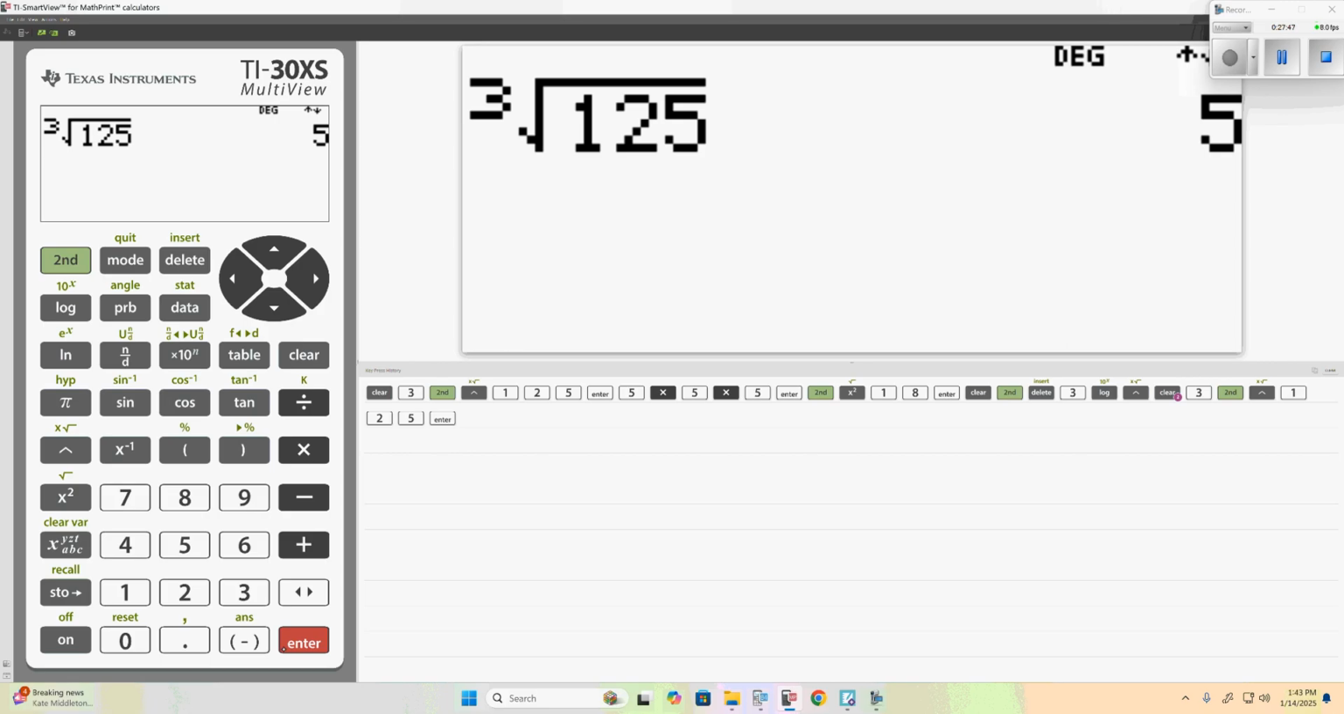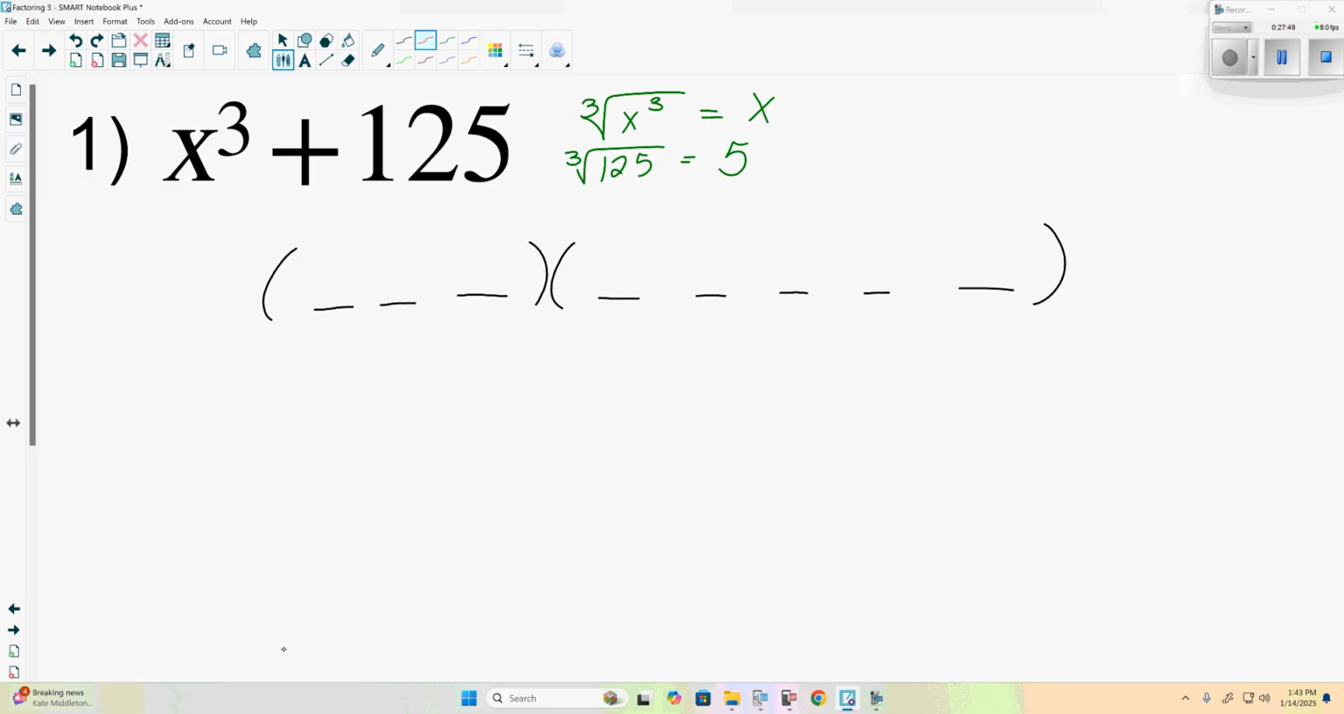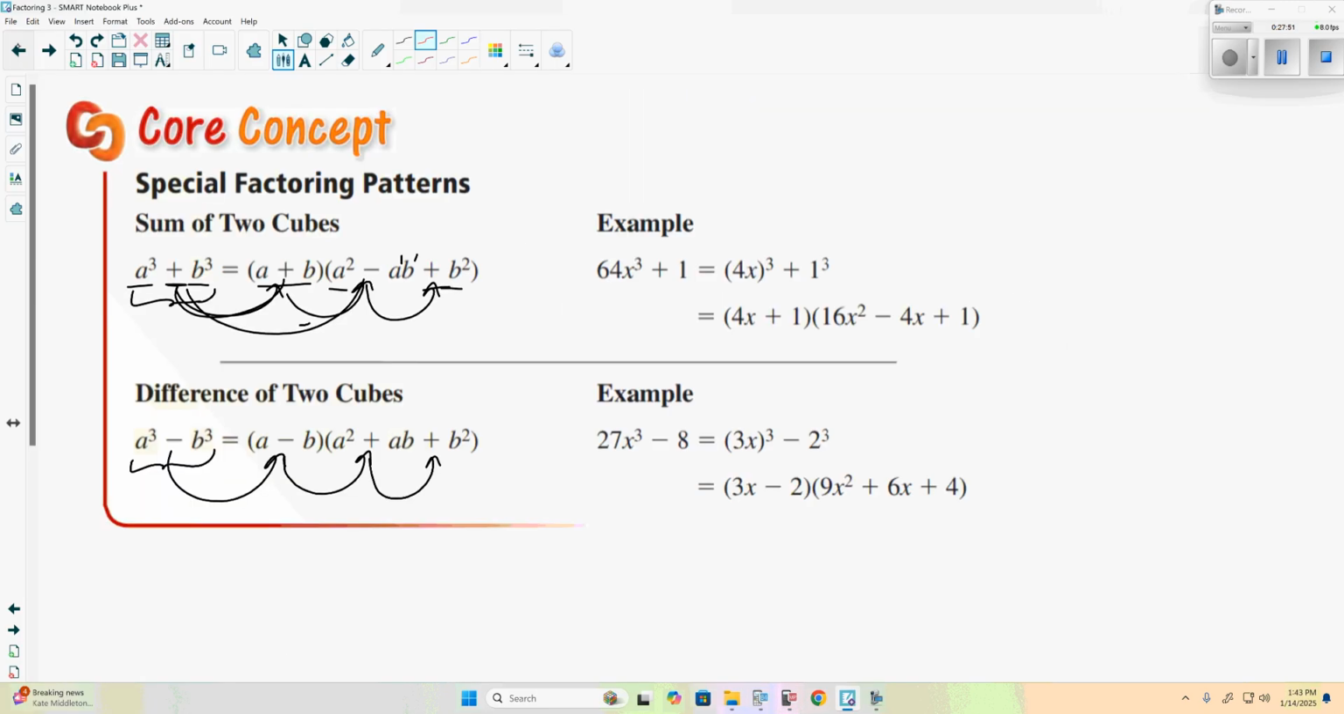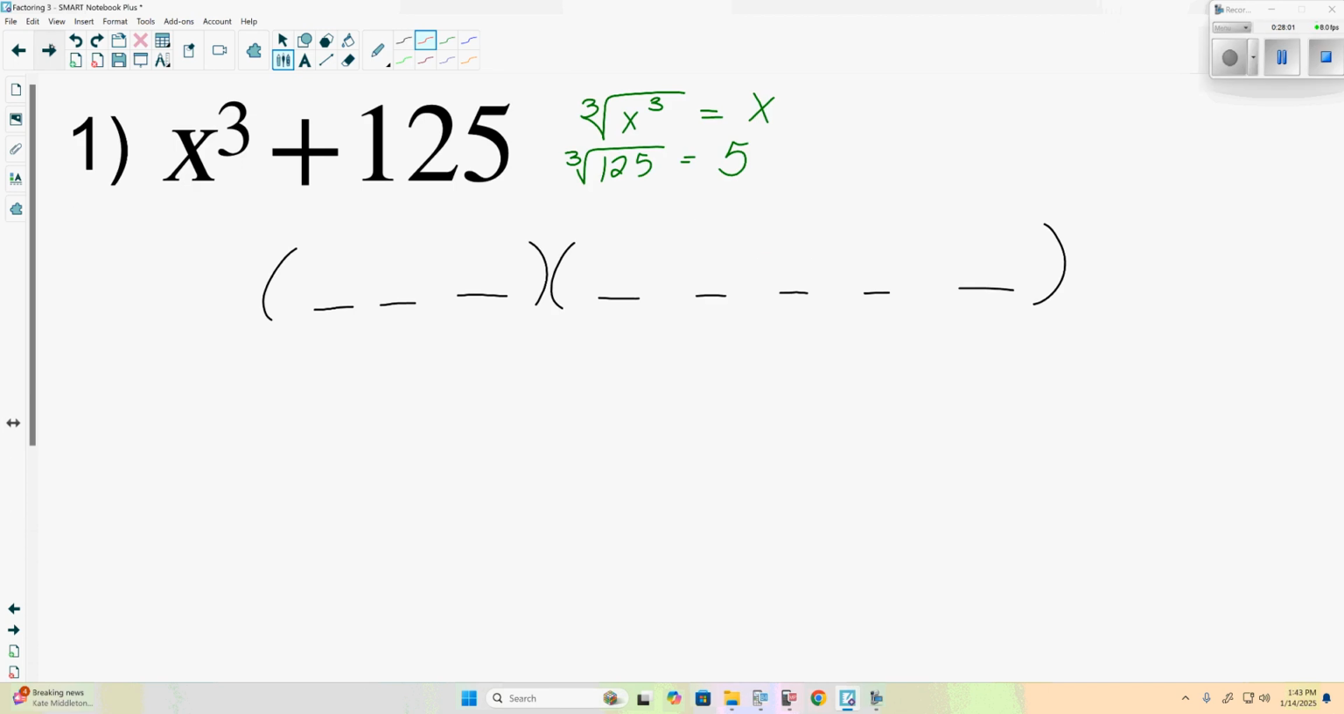Now the way we set up the sum or difference of two cubes, the first one will have 2 terms and a sign, so 3 spaces. The second one is going to have 3 terms and 2 signs. So that's where we get our 3 and 5, this tractor trailer. Any other questions on this so far?